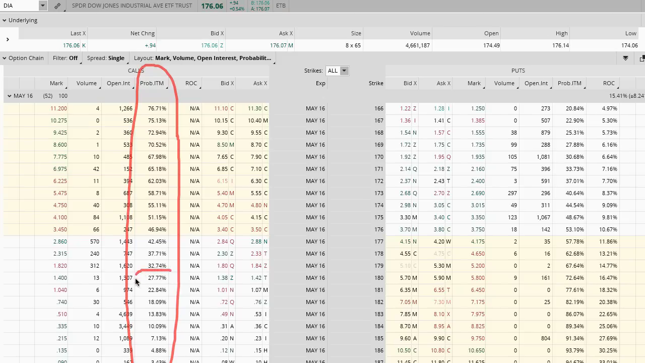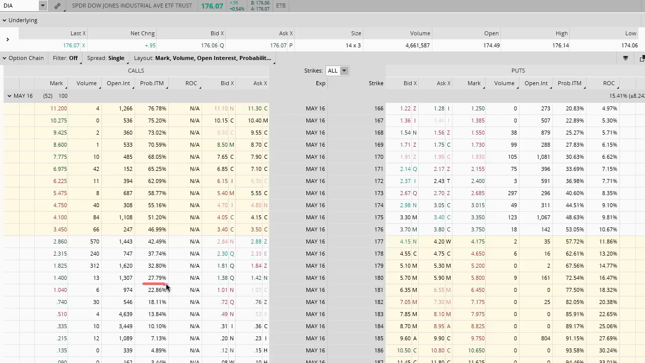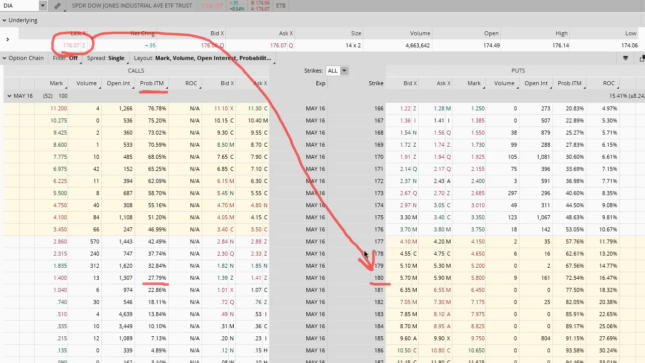So in this case, we could use either the 179s or the 180s, but we'll look at the 180s. You can see here that the 180 strike calls have about a 30% chance, 27.8, so I'm rounding up to 30, about a 30% chance of being in the money at expiration, which again means that there's about a 30% chance that DIA goes from where it is right now at 176 and closes above 180 between now and expiration.